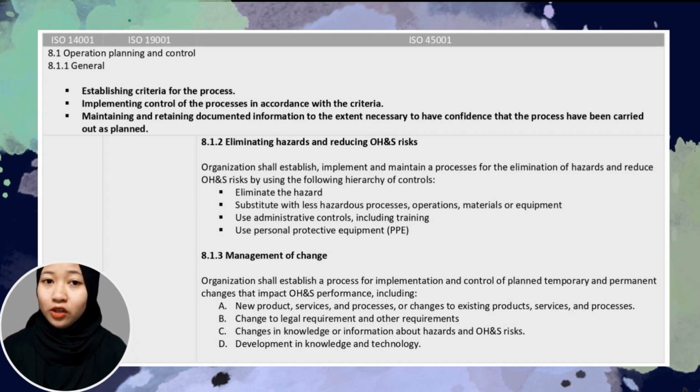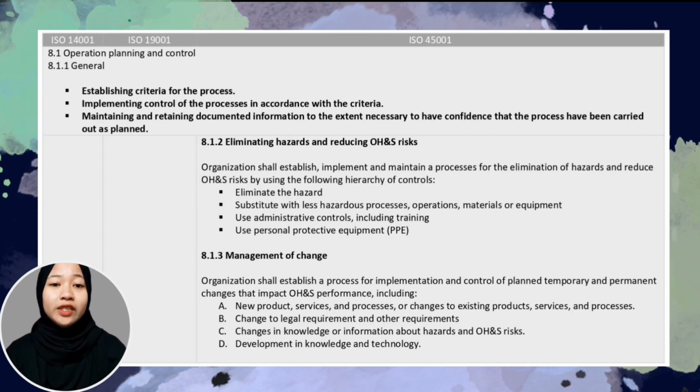They have additional subclauses, which are eliminating hazards and reducing OH and S risk, and management of change. Eliminating hazards and reducing OH and S risk: the organization shall establish, implement and maintain a process for the elimination of hazards and reduce OH and S risk by using the following hierarchy of control. 1. Eliminating the hazard. 2. Substitute less hazardous processes, operations, materials or equipment. 3. Use administrative control including training, and lastly, use personal protective equipment, which is PPE.